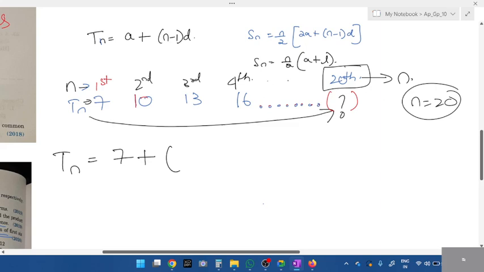In between, the 5th, 6th, 7th, 8th, 9th, 10th terms are not given. 20 minus 1. What is the difference? 10 minus 7. Difference is 3.